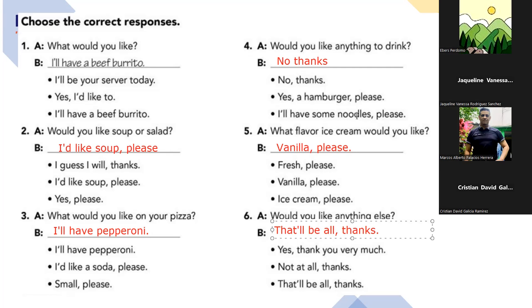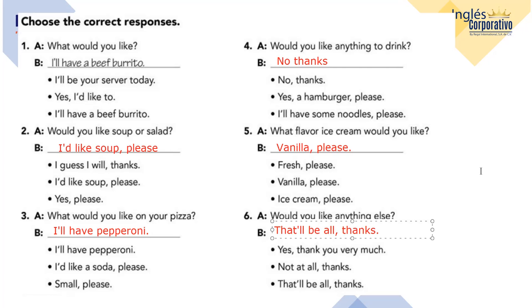Okay, Jacqueline, let me see. Yes. Okay, please, 1, 2, and 3, go ahead. What would you like? I'll have a beef burrito. I'll be your server today. I'd have a beef burrito. Would you like soup or salad? I'd like soup, please. Oh, excuse me, Jacqueline. I apologize for interrupting you. You just need to read the question and then the correct answer. Just that one. Oh, okay. Sorry.